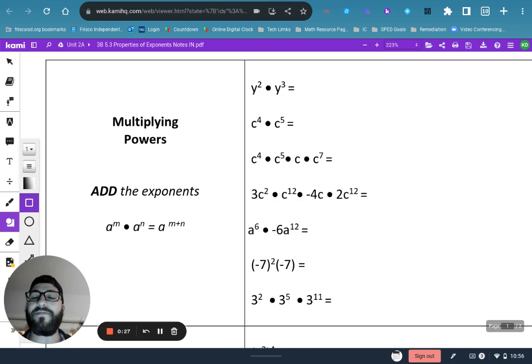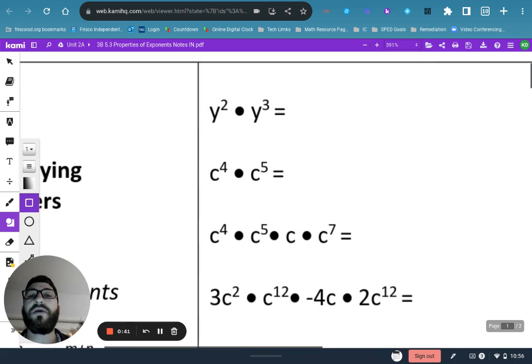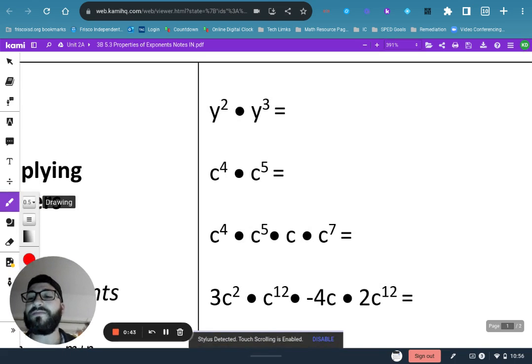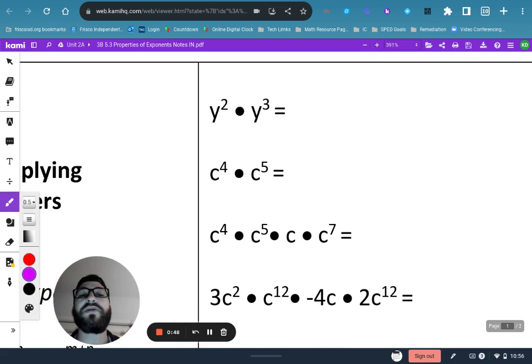So if I have the same base, such as a base of a, and I am multiplying those two bases, then I'm going to add the exponents, m and n, together. As an example, if I have y squared and y cubed, I have the exact same base and I am multiplying in the middle, so I'm going to add those exponents. So this would become y to the 2 plus 3, which we could simplify to be y to the 5th.